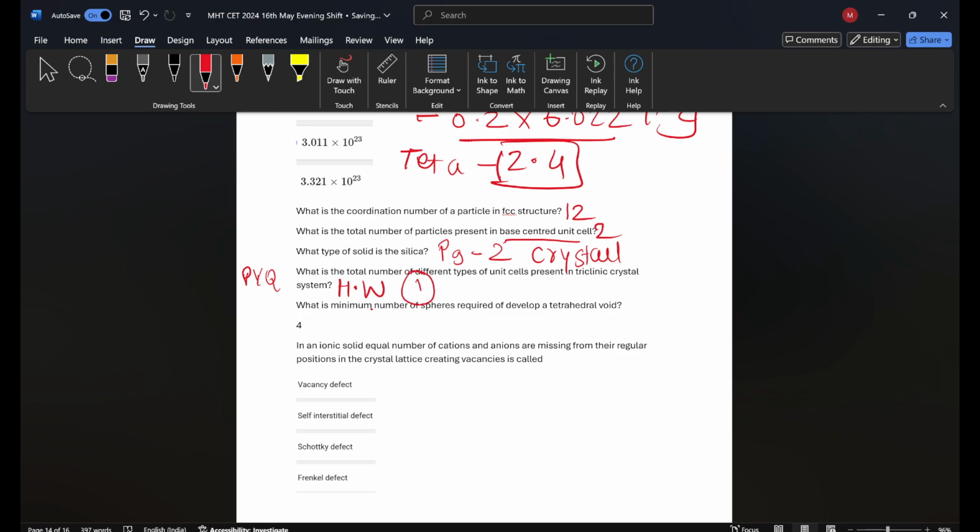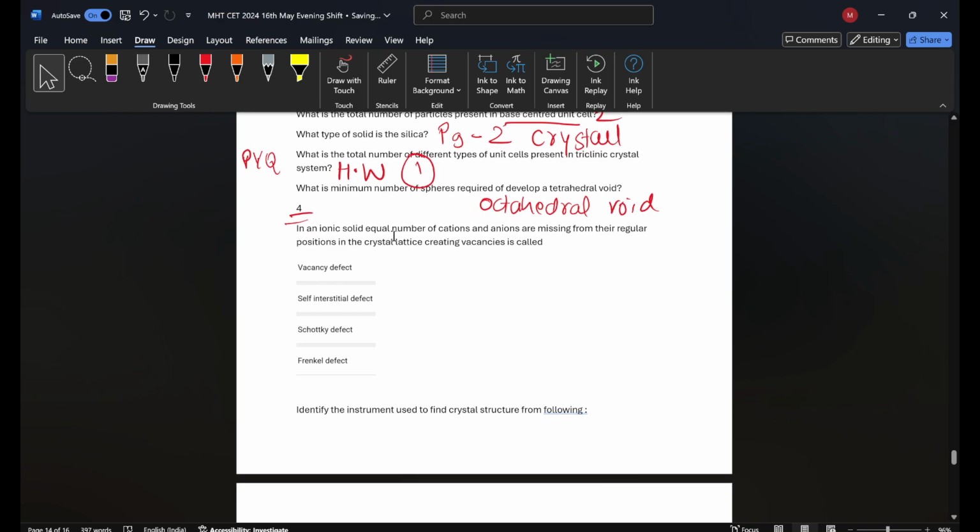What is the minimum number of spheres required to develop a tetrahedral void? So the answer is 4. Do study octahedral void too. Okay, so do remember that. And in an ionic solid, equal numbers of cations and anions are missing. So I think everyone is pretty good. I think this is the Schottky defect.